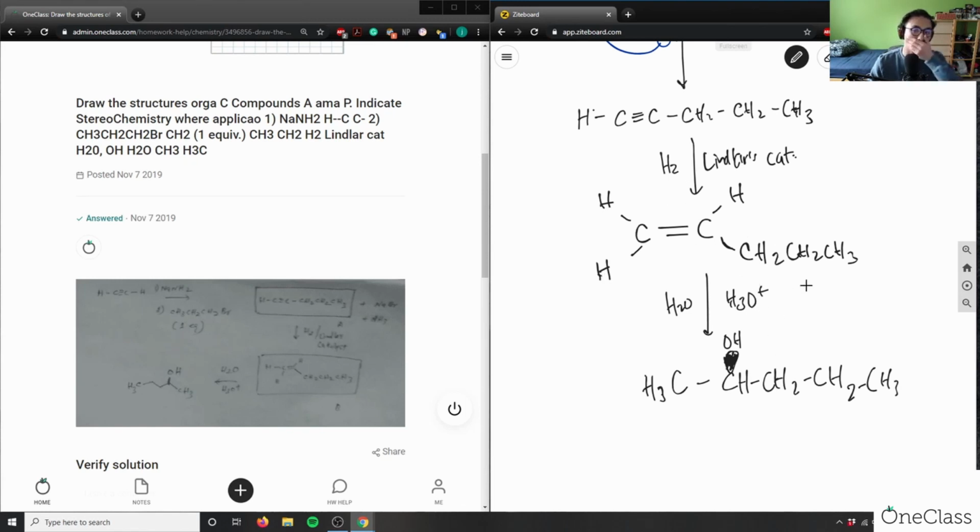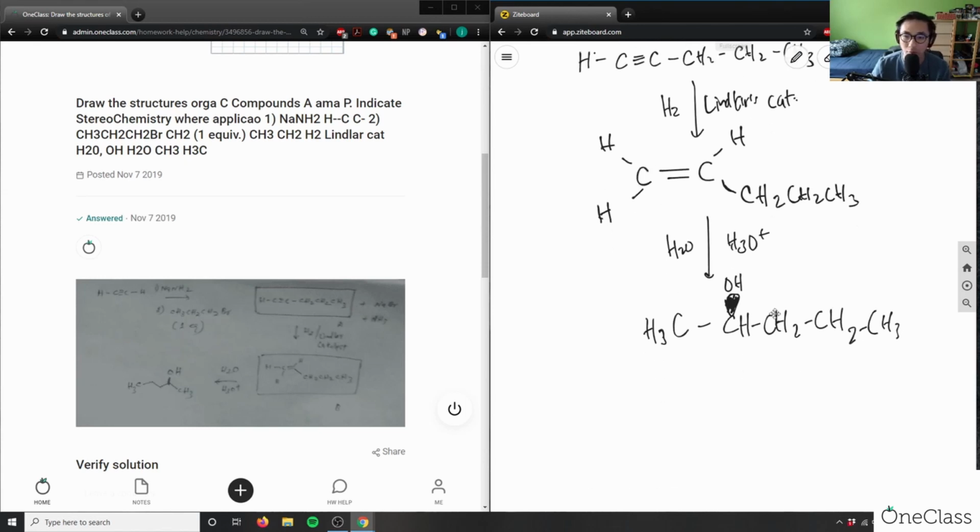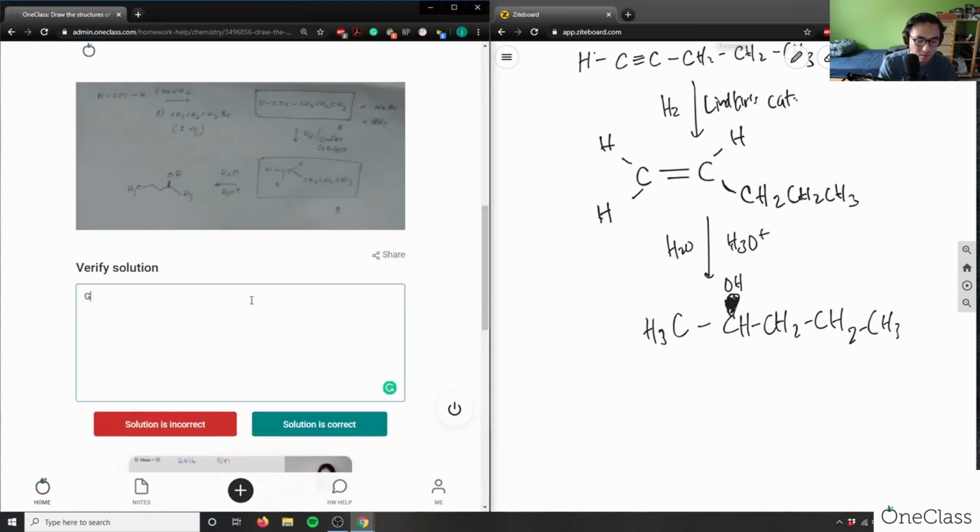And then with the acid workup, with H2O and an acid workup, it's going to create a hydroxyl group that sticks towards, sorry, not outside, it's going to be heading toward the plane here. So that's how we show stereochemistry in this question here. So the solution here is correct. So great solution and step-by-step process.